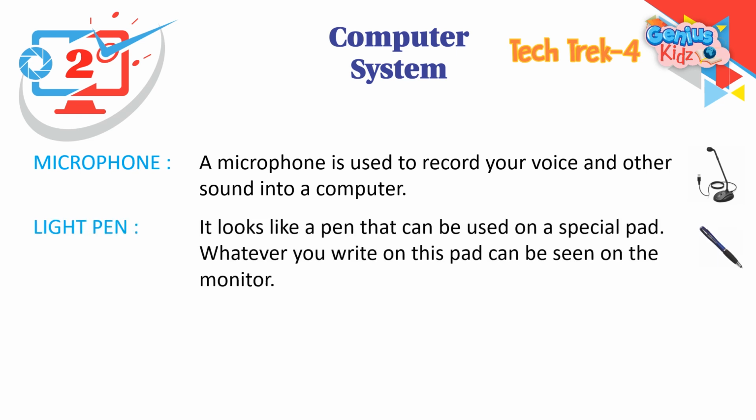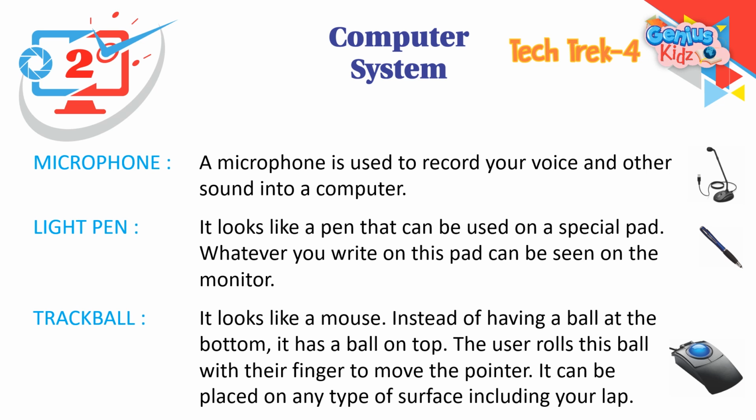Light pen. It looks like a pen that can be used on a special pad. Whatever you write on this pad can be seen on the monitor. Trackball. It looks like a mouse. Instead of having a ball at the bottom, it has a ball on top. The user rolls this ball with their finger to move the pointer. It can be placed on any type of surface including your lap.